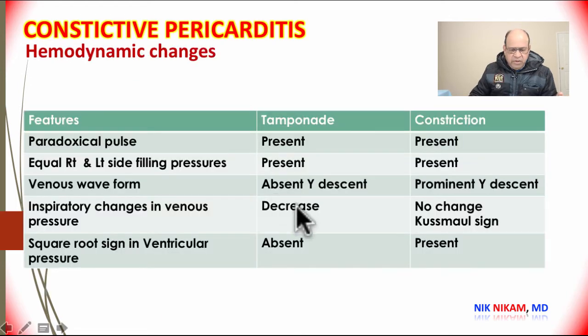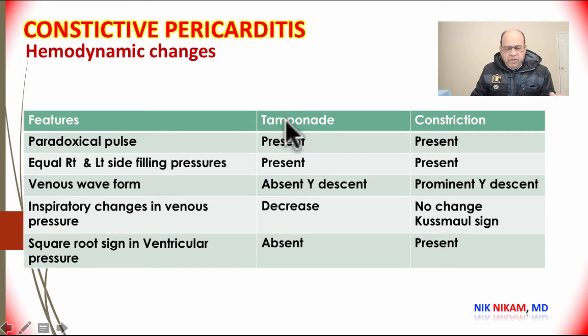Let us look at some differences between tamponade and constrictive pericarditis. Paradoxical pulse may be present in both these conditions. Similarly, the equalization of the pressures in the right and the left heart chambers may be present in both these conditions. The main difference would be the venous waveform.